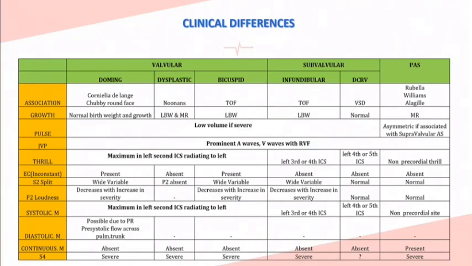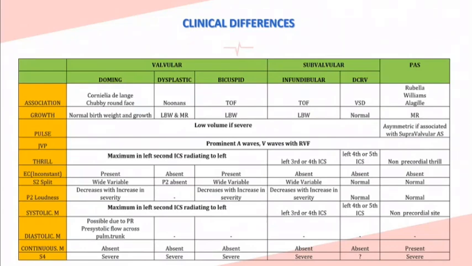So coming to the associations, doming valve is associated with Cornelia de Lange or Chubby-Round-Face syndrome, and Noonan's is seen with dysplastic valves. And TOF has most common association with the bicuspid valve and infundibular obstruction. In DCRV, 90% of cases are associated with a ventricular septal defect, and pulmonary artery stenosis is more predominant in children with congenital rubella syndrome, Williams, and Alagille's. And there is a normal birth weight and growth pattern in doming valves and DCRV as well.